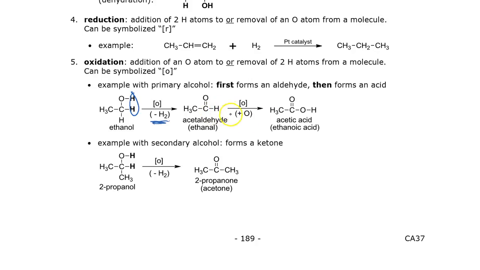The next step is that we add an oxygen, and you can see that extra oxygen added there. When we put an R in brackets or a little lowercase o in brackets, that's indicating reduction or oxidation. It's just a shortcut to symbolize that.